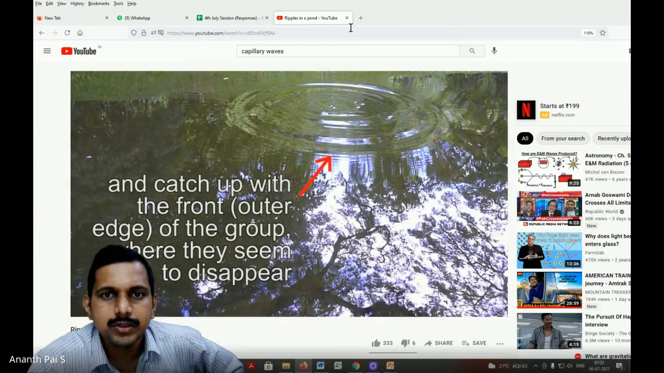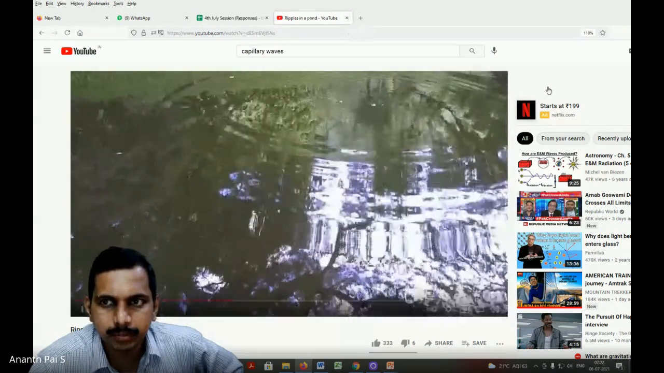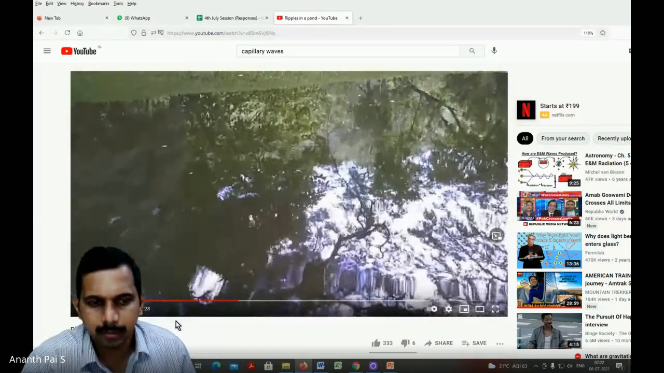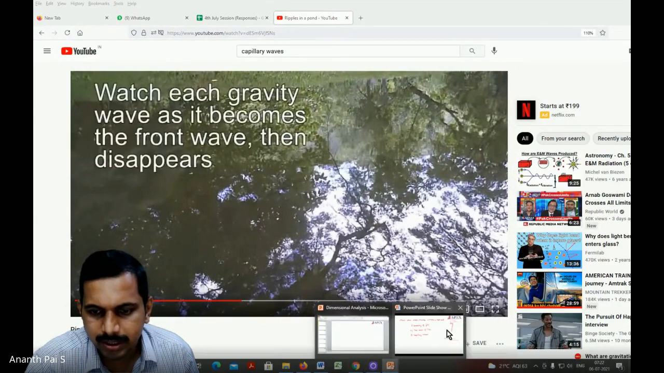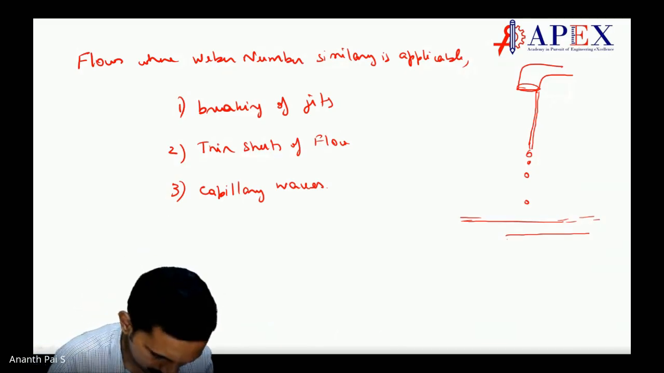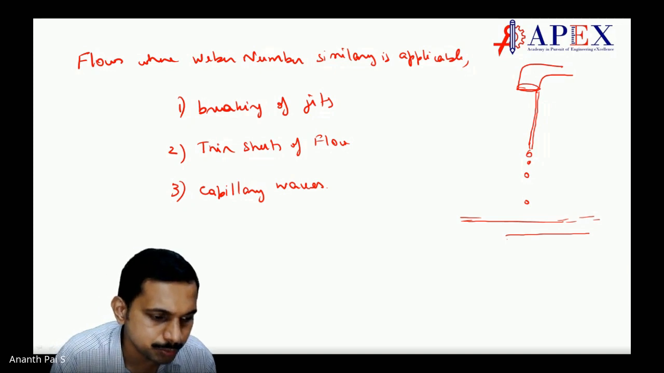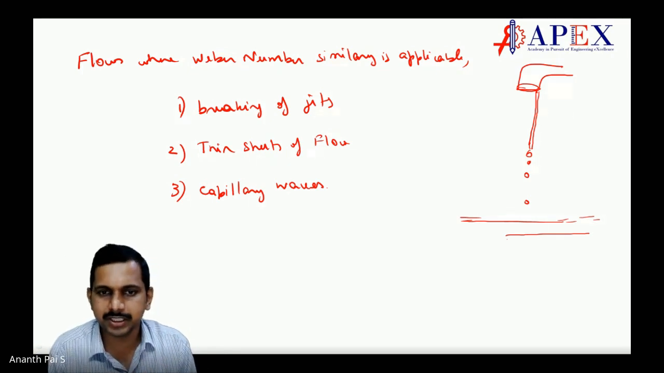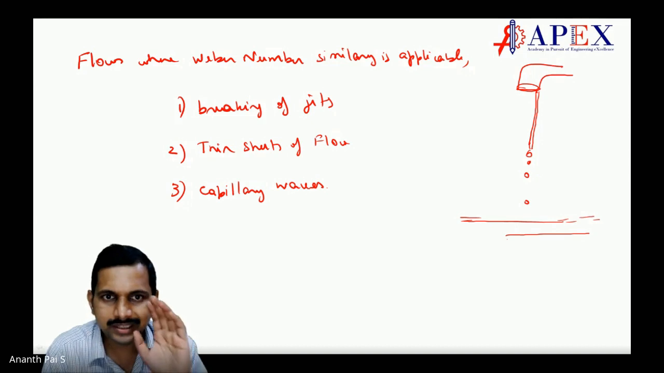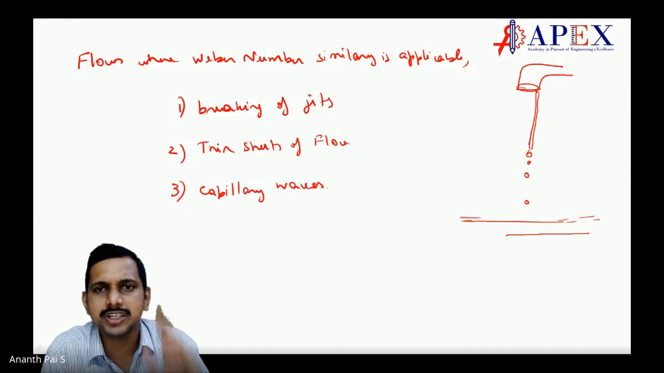So these kinds of waves are very important in a number of places. If you want to understand those things, then surface tension and the Weber number come into the picture. Make sense? So you have to understand what capillary waves are. Breaking of jets you have known, thin sheets of flow you have understood, these places wherever surface tension becomes important.